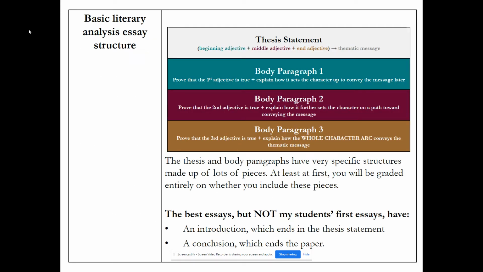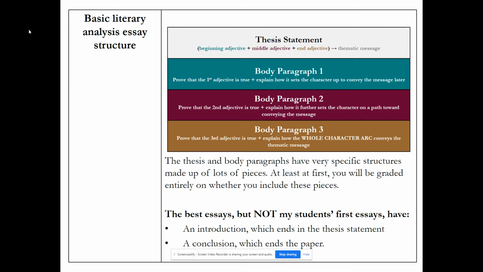Okay, so back to writing a literary analysis essay. This is the most basic structure of a literary analysis essay. You can't get any more basic than this. If you do, it's not really an essay anymore. You have a thesis statement and a certain number of paragraphs. You could write one with two, but in this model, I would say that three is the ideal number of body paragraphs.